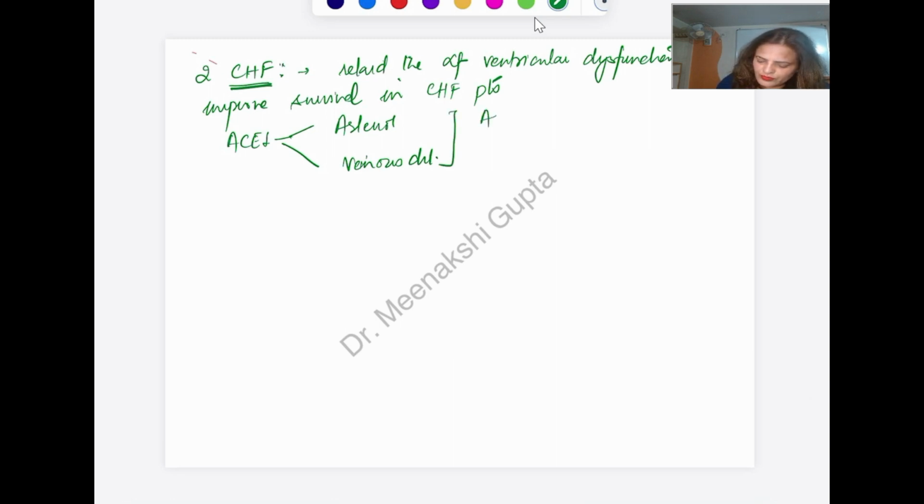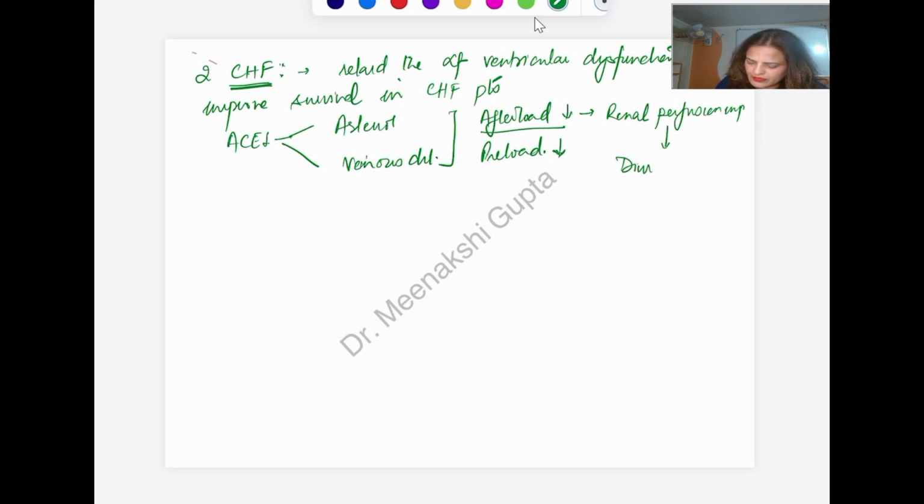So what will happen with this? Both the afterload and preload are decreased. Okay? And especially this afterload, if it is decreased, then what will happen? The renal perfusion is improved. If this is improved, then what will happen? Diuresis will happen, and whatever sodium and water retention is there is relieved with this diuresis. So this is the one advantage.